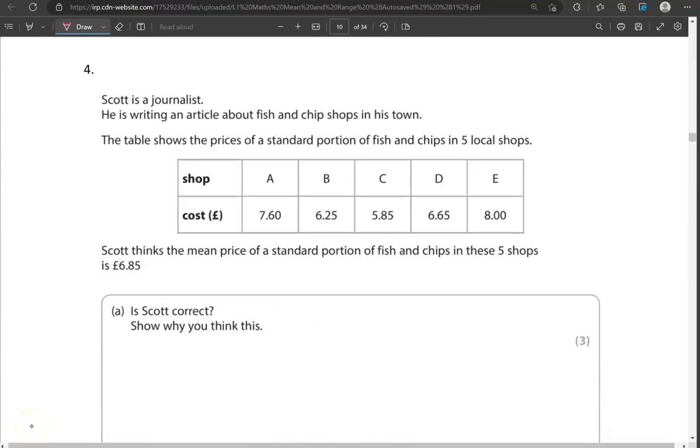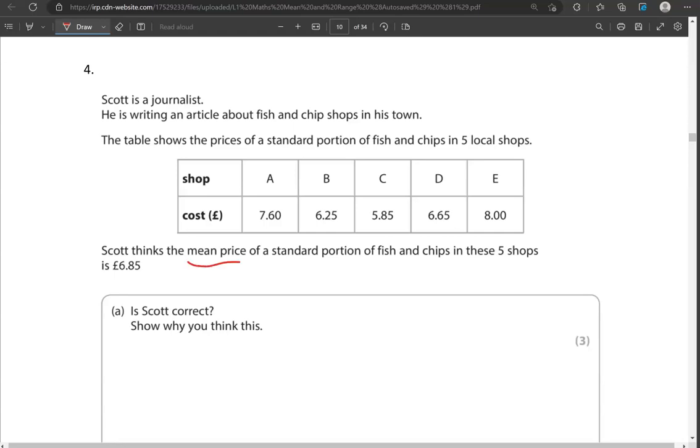Scott is a journalist. He's writing an article about fish and chip shops in his town. The table shows the prices of a standard portion of fish and chips in 5 local shops. Scott thinks the mean price of a standard portion of fish and chips in these 5 shops is £6.85. Is Scott correct? Show why you think this.